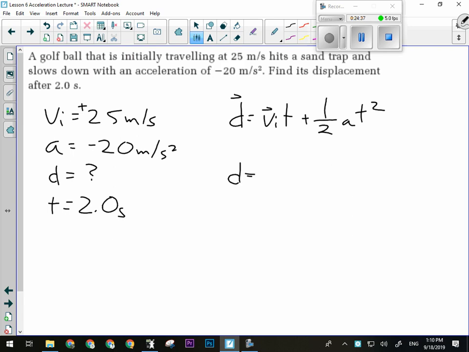So D will equal VI, which was 25, times our time, which was 2 seconds, plus 1/2 times the acceleration, which was negative 20, and it's crucial that the negative gets in there. Otherwise, you're going to get an answer that's ridiculous because you were telling it was speeding up and not slowing down. And then we multiply that by the time squared. So that's our numbers plugged in.